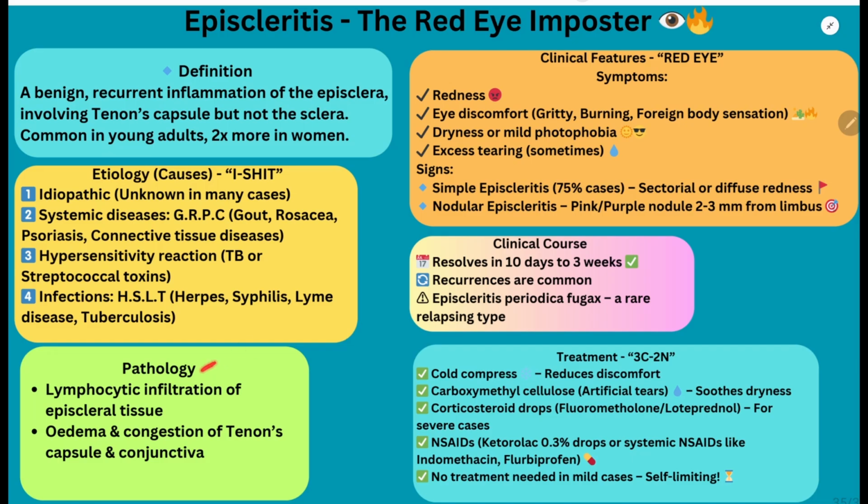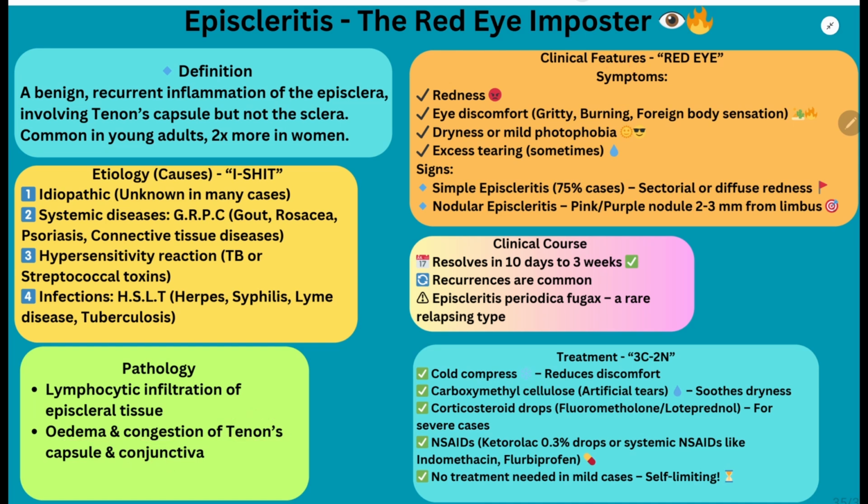Now let's discuss pathology. Here the important thing that you must remember is there is lymphocytic infiltration as it is inflammation. Inflammation is of two types: acute inflammation and chronic inflammation. In acute inflammation you will see neutrophil infiltration, whereas in chronic inflammation you will see lymphocytic or macrophage infiltration. Here there will be infiltration of lymphocytes in episcleral tissue, and you also see edema and congestion of Tenon's capsule and conjunctiva.